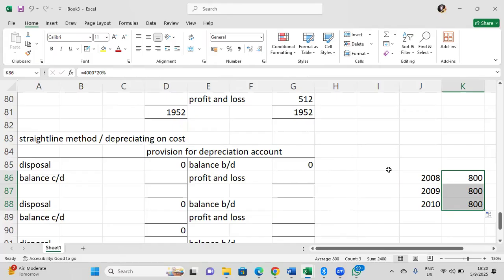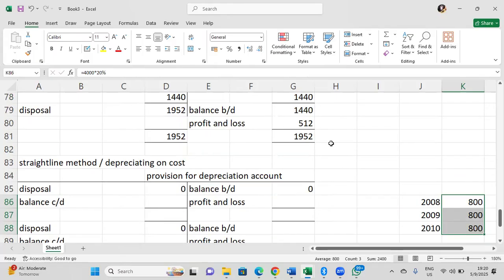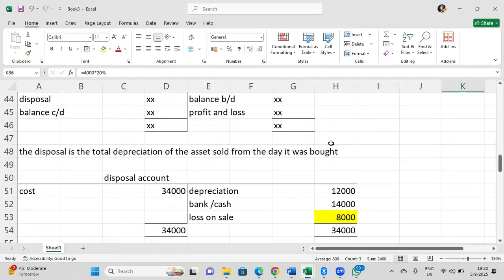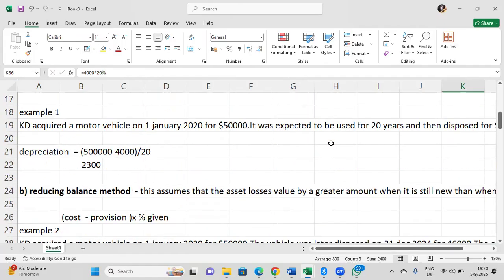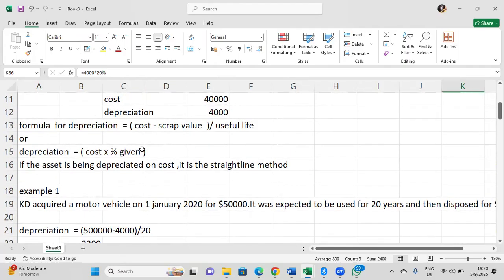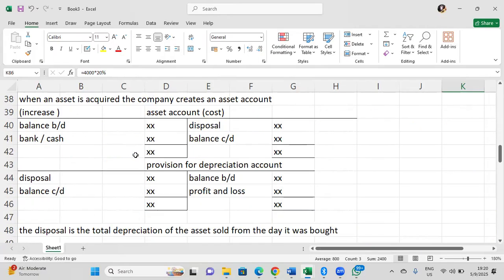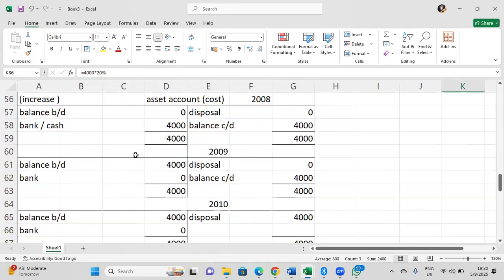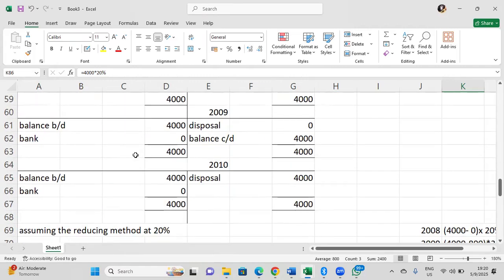All right. So if it's the straight line, we take it on cost. We said cost times the percentage given. So the cost of the asset was 4,000, and the percent was 20%.